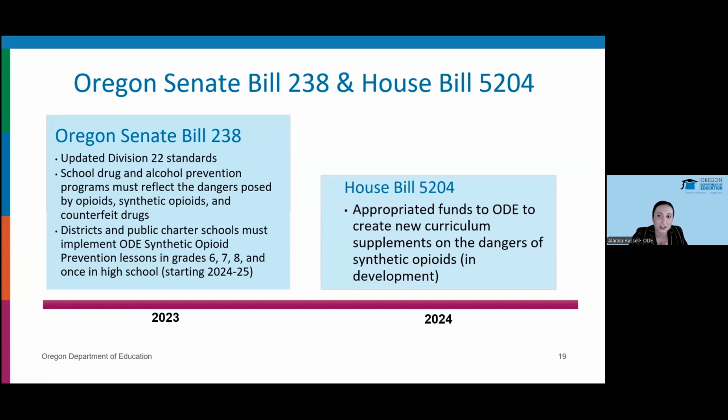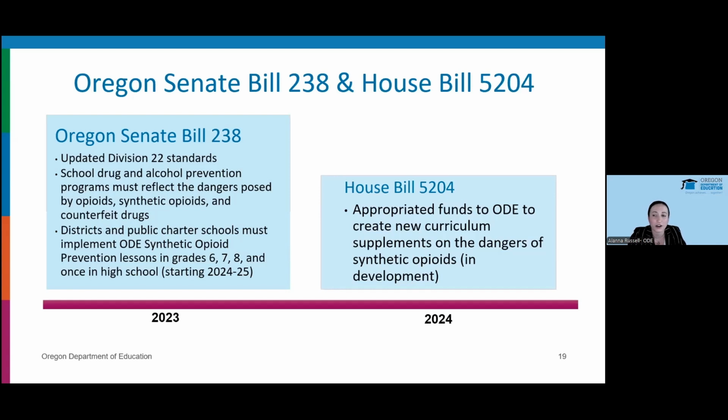So as a reminder, Senate Bill 238 was passed in 2023, and that updated Division 22 to include requirements that schools teach students about the dangers of opioid use, responding to an overdose, and the Good Samaritan law. These are the lessons that were published by ODE last year and were required to be implemented starting the 24-25 school year, so this most recent school year, and are required to be taught in 6th grade, 7th grade, 8th grade, and once in high school.